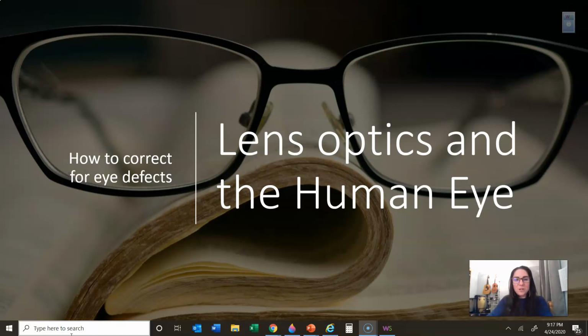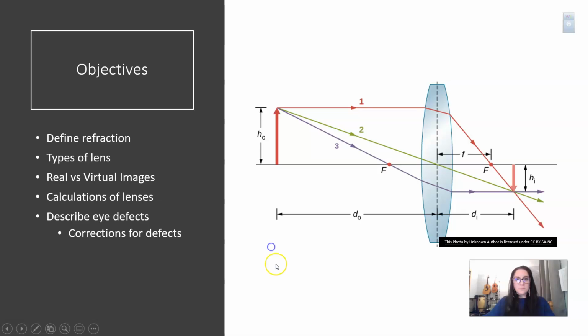So more importantly, I'm going to talk about lens optics. Obviously I'm going to take a physics spin to how glasses work, how lenses work, how our eye sees images, and we're going to talk about corrections for those images. So we'll talk about what refraction is, types of lenses, real versus virtual images, and I'll do some calculations of lenses. They're pretty straightforward, so I'm not going to spend too much time on them. And we'll talk about eye defects and how to correct for them.